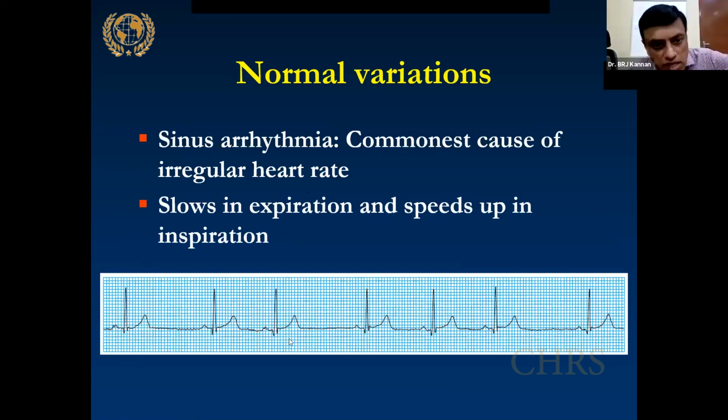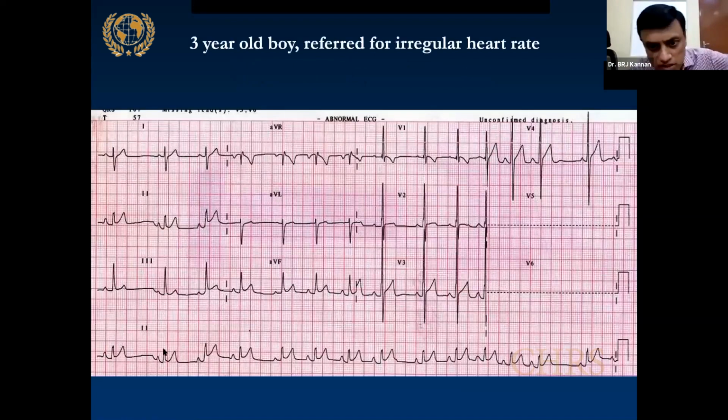Leave alone other things. Just see the last lead, see so much of RR variation. And when you feel the pulse, it will be highly irregular. You tend to diagnose atrial fibrillation, but actually it's not atrial fibrillation. It's only an extreme form of sinus arrhythmia.